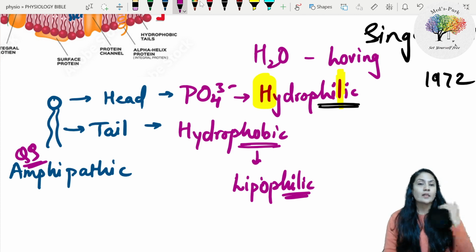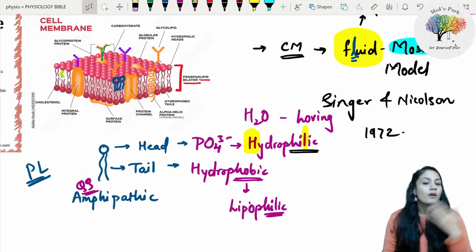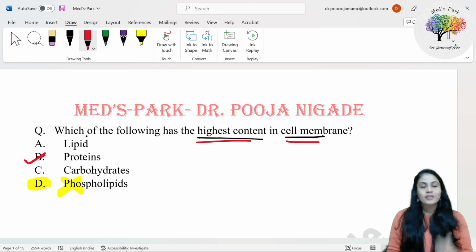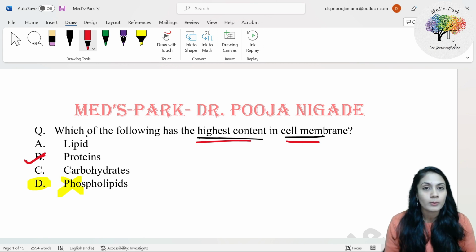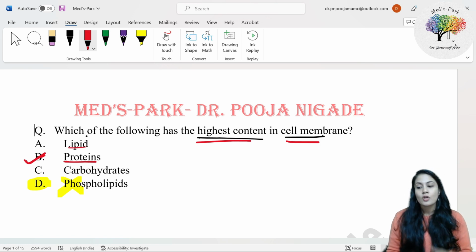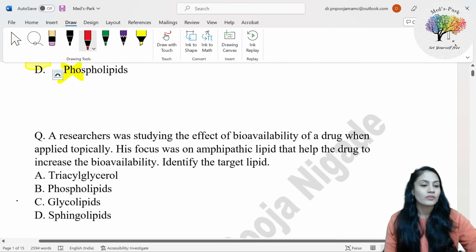So remember that there are two parts that we talked about, head part and tail part. Head part hydrophilic, tail part hydrophobic. Fluid mosaic model, Singer and Nicholson, 1972. If a short note is coming for 2 marks, you can write all these points there. Now we saw that the proteins have the highest content. Even if in the exam you have a problem in remembering, remember there are more alphabets in protein as compared to lipid. So in a way the proteins have the dominant part, that is nothing but the highest content in most of the cell membrane.